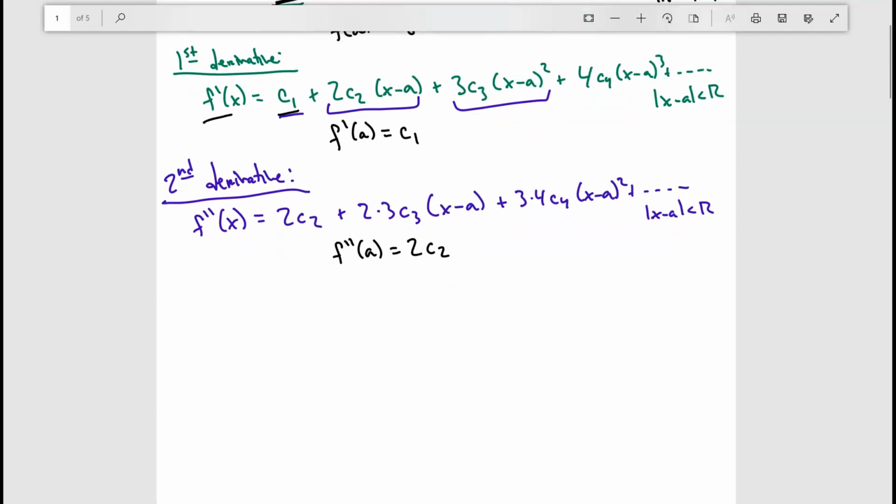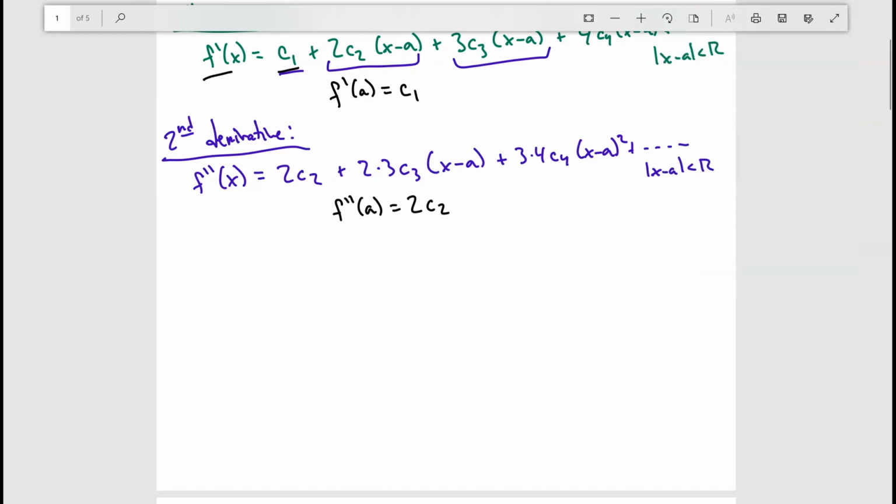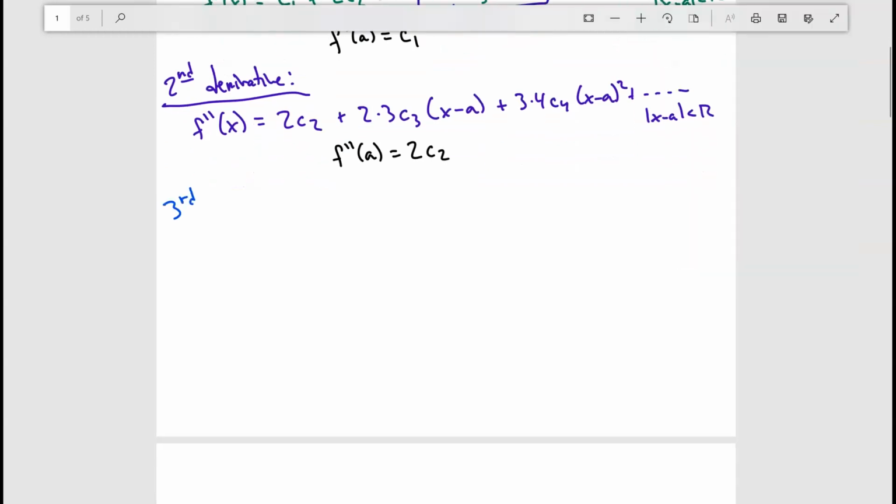Okay, so now let's just do one more. Let's now take the third derivative. Just for the sake of lack of messiness, I'm going to write it as f3 of x. This will symbolize the third derivative. So we're going to take the derivative of this thing. That's going to go to 0 because that's just a constant. Then I take the derivative of this, and I'm going to get 2 times 3c3.